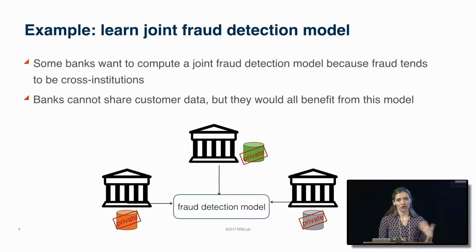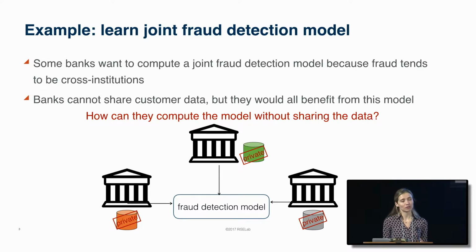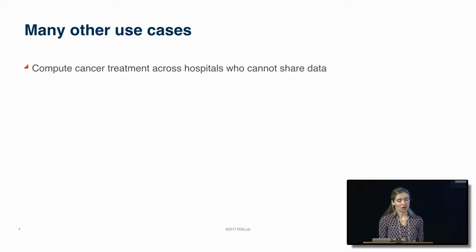Similarly, the situation is for money laundering, actually human trafficking, sex trafficking, and all of these are still primarily detected through financial forensics. And without these banks being able to compute on their joint data, they cannot detect such very important violations. So the question is, how can they compute the model without sharing the data? And this problem shows up in many forms. For example, medical, right? So how can we compute the best cancer treatment across different healthcare providers, which cannot share data because, well, the data is sensitive, so there's privacy regulations or concerns.